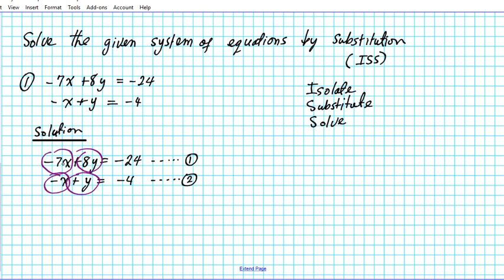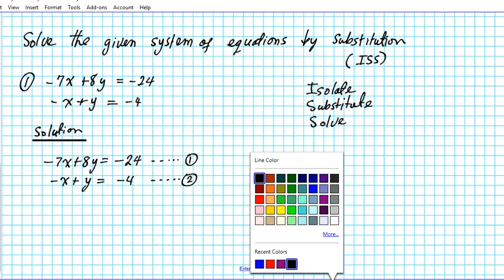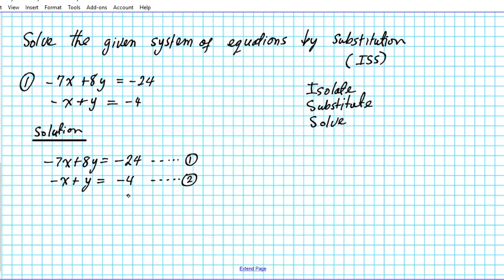Okay? This x in equation 1 is negative 7. No, this is 8. This is negative 1, and this is 1. So the best, easiest, the quickest to isolate will be the y variable in equation 2 because the coefficient is 1. Now note, if you pick another variable to isolate, that doesn't mean that your answer is wrong. It just means you will have to carry out more steps. The fewer steps you execute, the less likely you are to make mistakes. More steps, more chances to make errors.